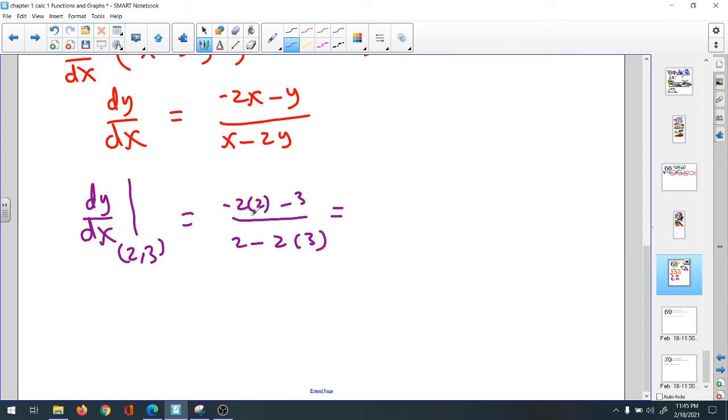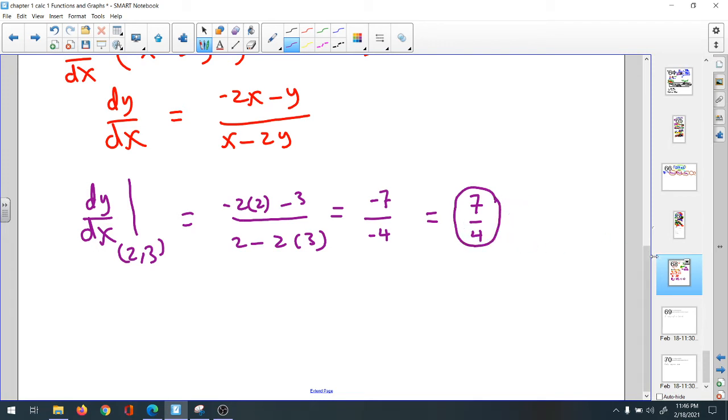Simplify: negative 2 times 2 is negative 4, minus 3 is negative 7, over 2 minus 2 times 3, which is 6. 2 minus 6 is negative 4. Negative over negative is positive. Then the slope of this line is 7 over 4. This is the slope of the tangent line.